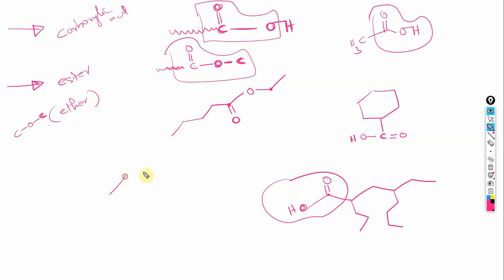For example, you have a structure like this. Here's a carbon double bond O, and then you have an oxygen here, and then this oxygen has a carbon here. So this is a cyclic ester. Okay, so this is another oxygen containing structure.